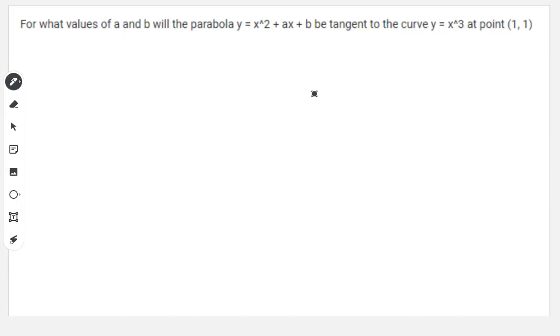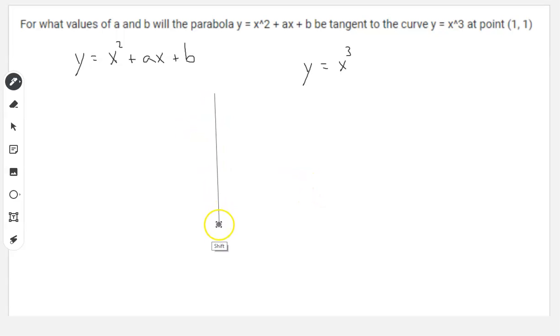So for what values of a and b will the parabola, so we have a parabola, be tangent to the curve here? Okay, so let's just hold on for a second. We have a parabola, and here's the equation of the parabola: x squared plus ax plus b. All right, then we also have some curve y equals x cubed.